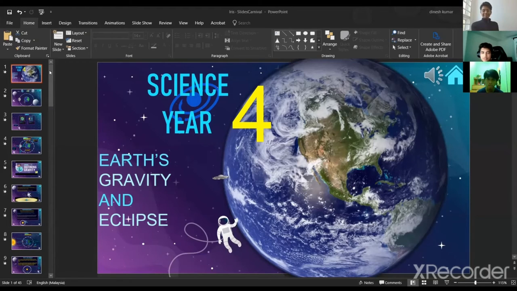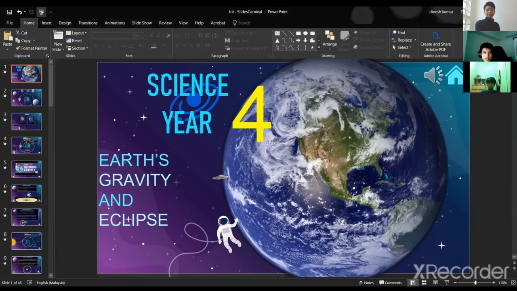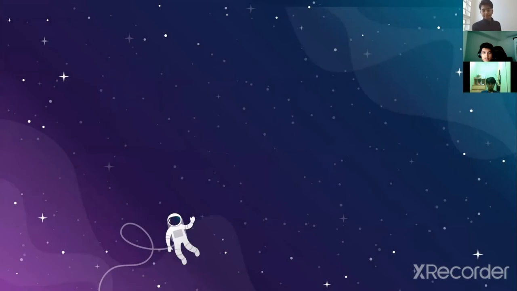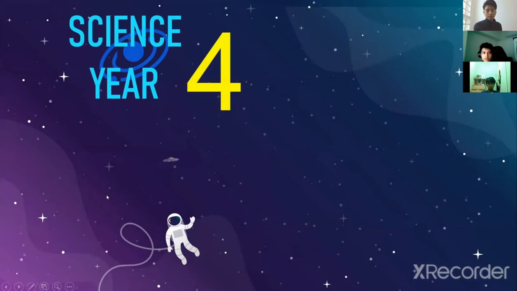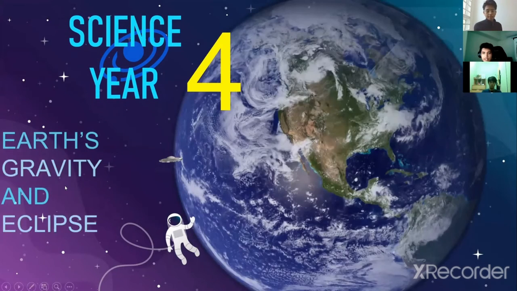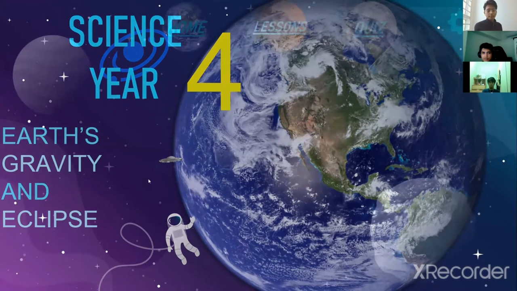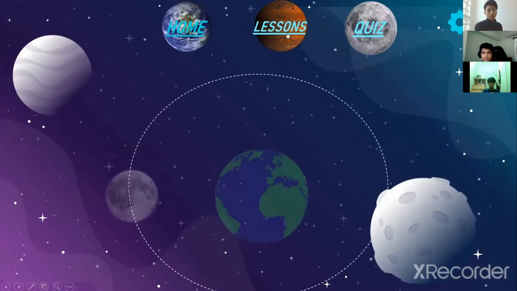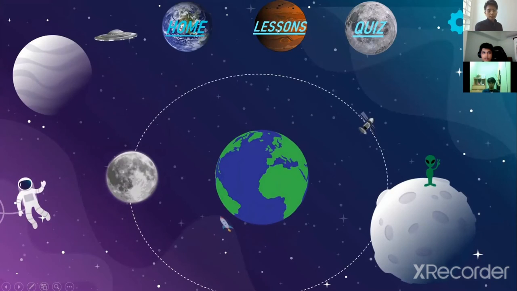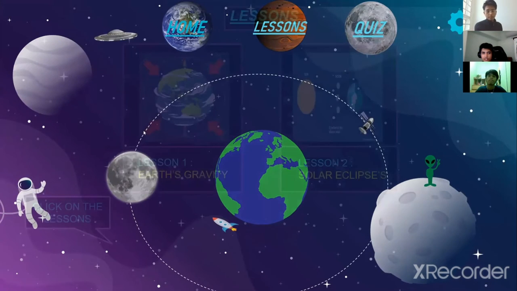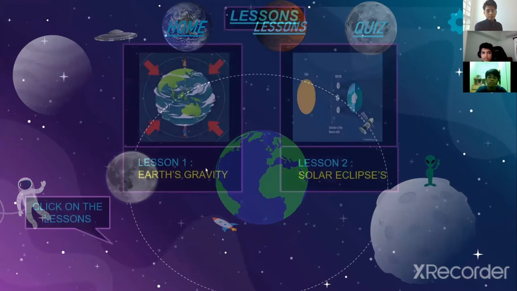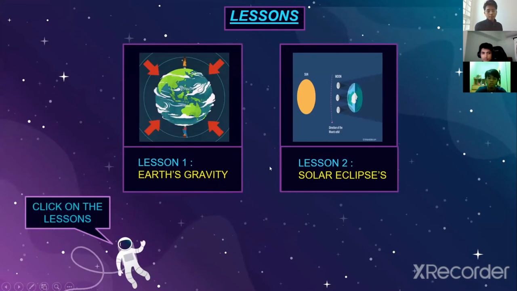My name is Dinesh Kumar, and now I'll be presenting my work. My part is the Earth's gravity and eclipse. If you click on the astronaut, we go into the home page. There's home, lessons, and quiz. Let me press on the lessons. You'll be going to the lessons page where there are two types of lessons, Earth's gravity and solar eclipse. Let me press on the Earth's gravity.